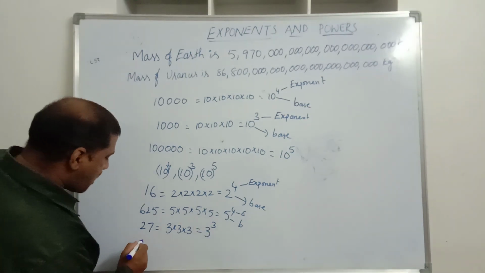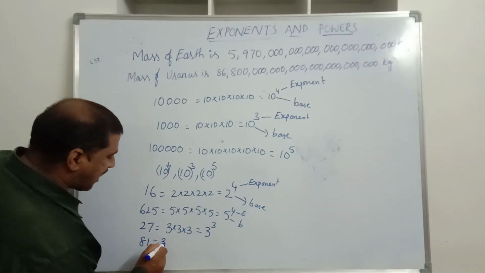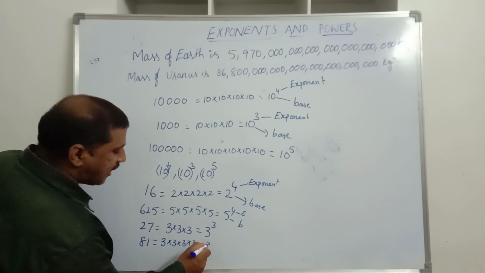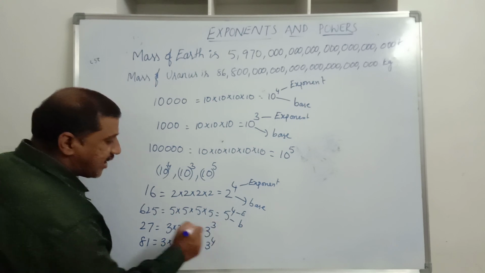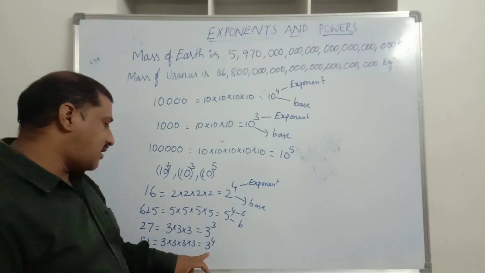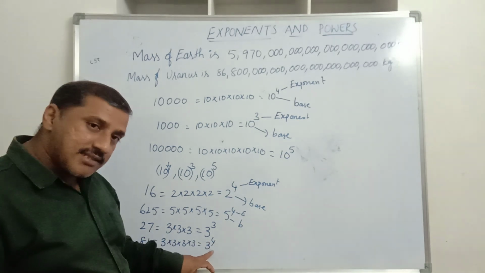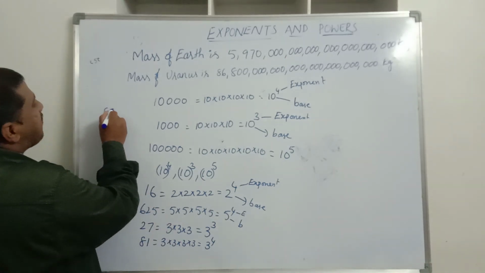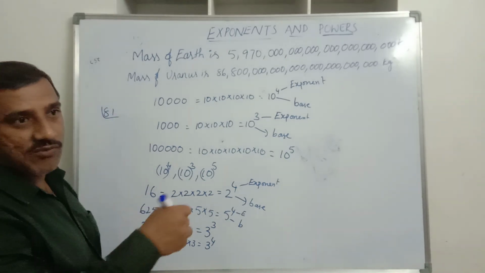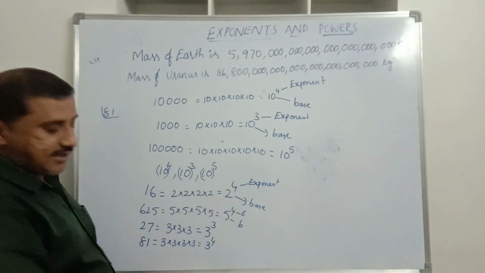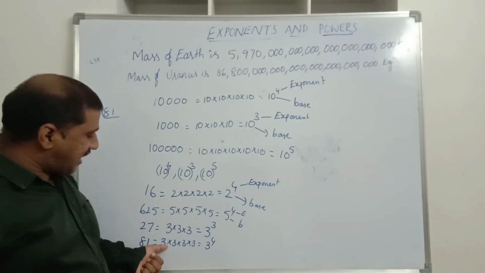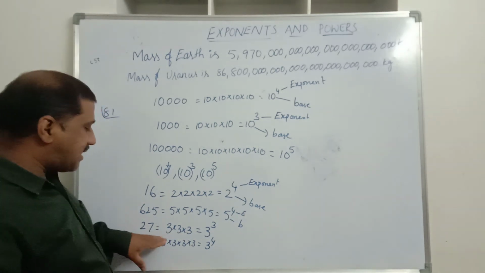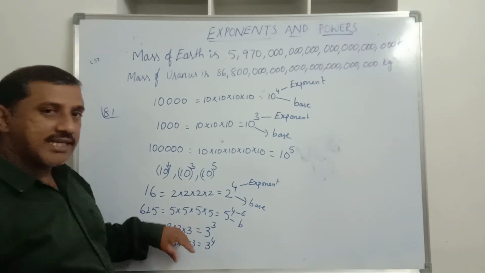Next, if we take 81, 81 can be written as 3 into 3 into 3 into 3. That is 3 to the power of 4, where 4 is the exponent and 3 is the base. So how did we get this 81? We will get it by using prime factorization. That concept we will discuss next time. So 81 can be written as 3 to the power of 4. 27 can be written as 3 into 3 into 3, that is 3 cube.